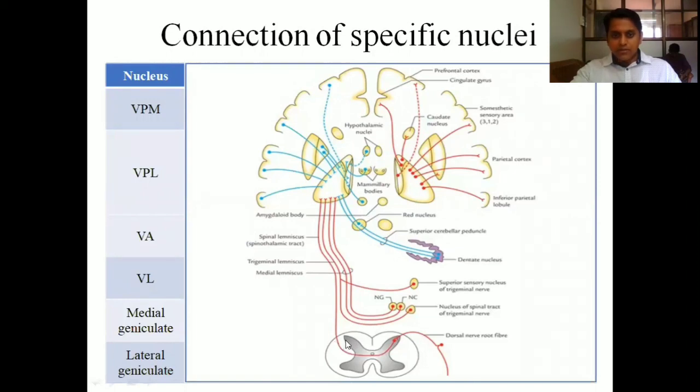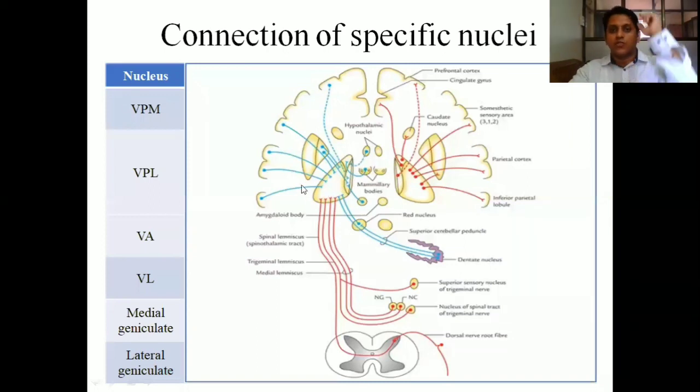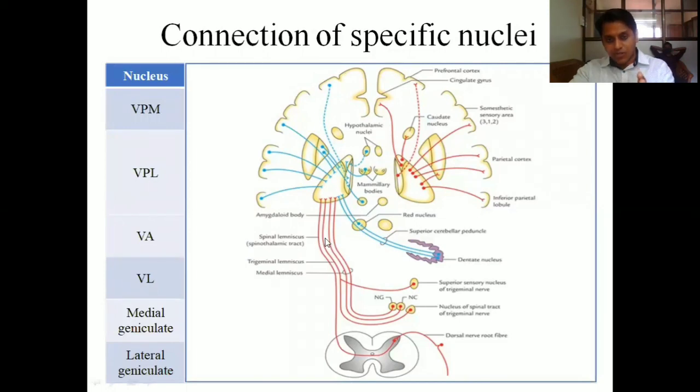This is the lateral spinothalamic tract, which has crossed in the spinal cord level and has ascended. When it reaches the brain stem, it gets named as spinal lemniscus. Note this: the lateral spinothalamic tract is nothing but the spinal lemniscus at the level of the brain stem. Further, it relays in the thalamus, and then goes to the sensory area of the cerebral cortex.